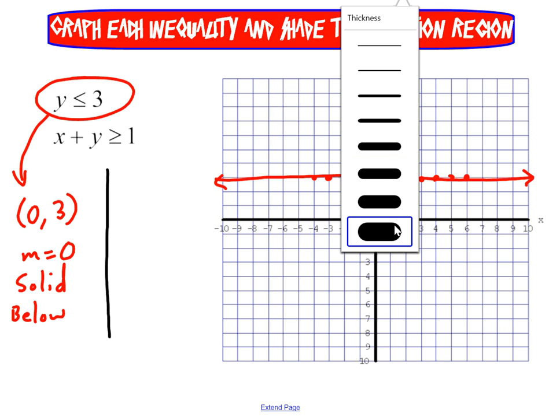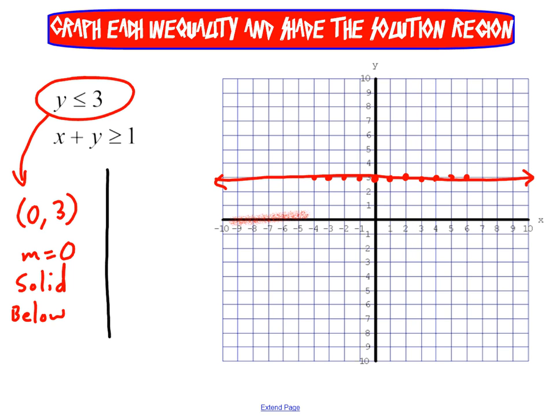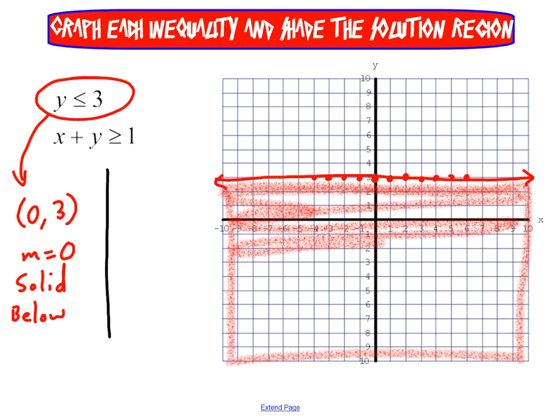So I simply just color in everything below that line. And I am good to go.